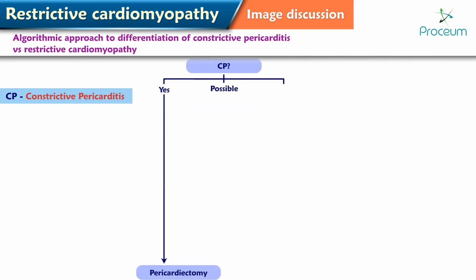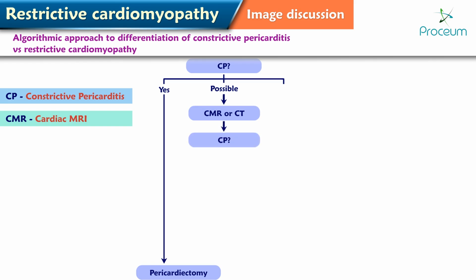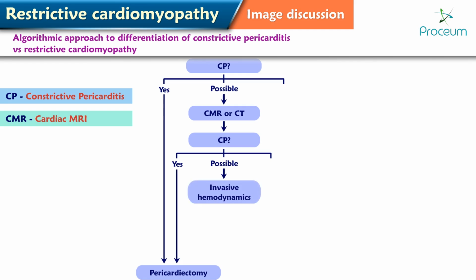If there is ambiguity in the diagnosis of constrictive pericarditis, then a CT scan or cardiac MRI should be pursued. And if either of those do show that the patient has constrictive pericarditis, the patient should be taken for pericardiectomy. And if there is still some ambiguity lingering around, then invasive hemodynamics should be pursued. And if that confirms that the patient has constrictive pericarditis, the patient should be taken for pericardiectomy.